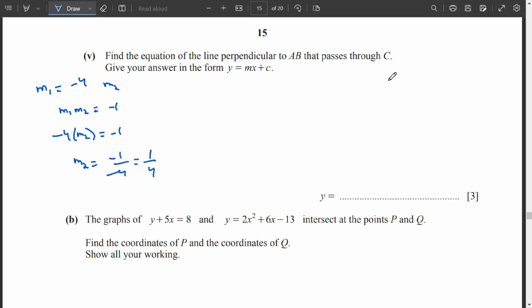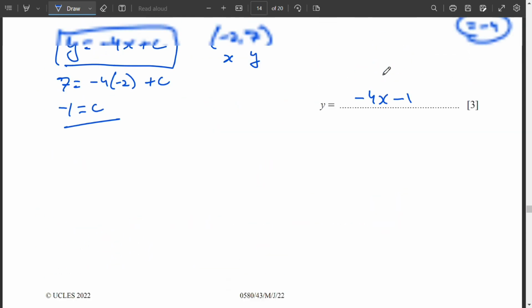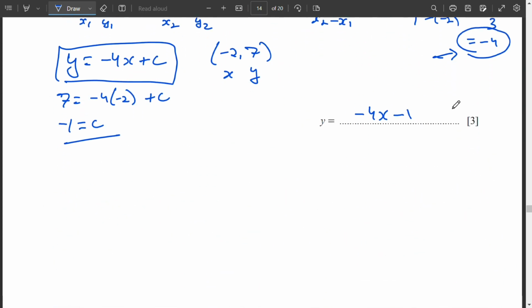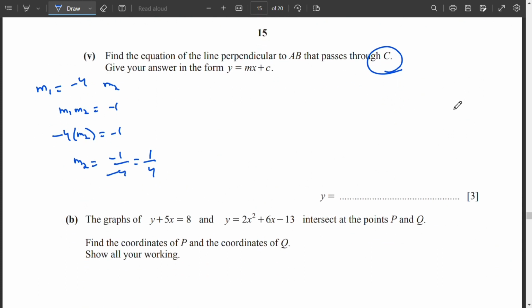And it passes through point C. So what was point C? Point C was (5, 4). You see the coordinates 5, 4. So C is (5, 4). Okay.